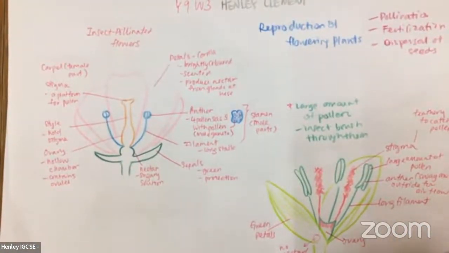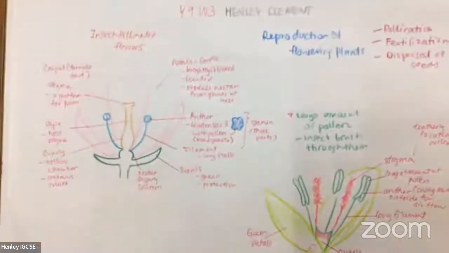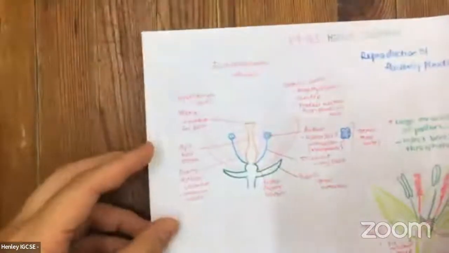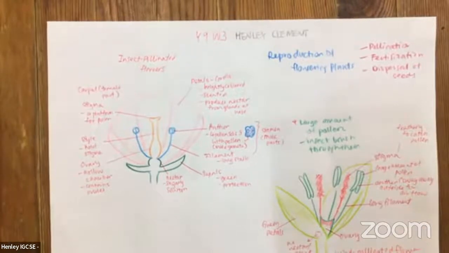Wind pollinated flower. I hope you can read my drawing. So this is the insect pollinated flower. Insect pollinated flower.